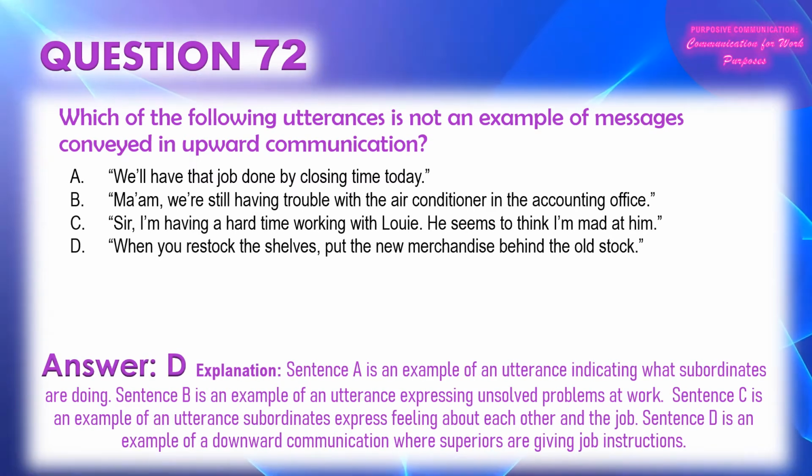Sentence A is an example of an utterance indicating what subordinates are doing. Sentence B is an example of an utterance expressing unsolved problems at work. Sentence C is an example of an utterance where subordinates express feelings about each other and the job. Sentence D is an example of downward communication where superiors are giving job instructions.